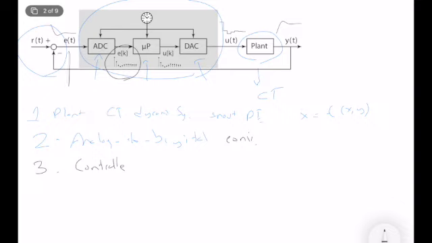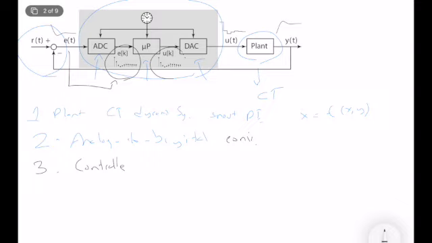As you can see, we sample E of t. The analog to digital converter converts it to a discrete time signal, E of k. Now k is a sample time, I will talk about this. The microcontroller computes the control actions and produces a set of discrete time control outputs or inputs. So U of k is the control input.